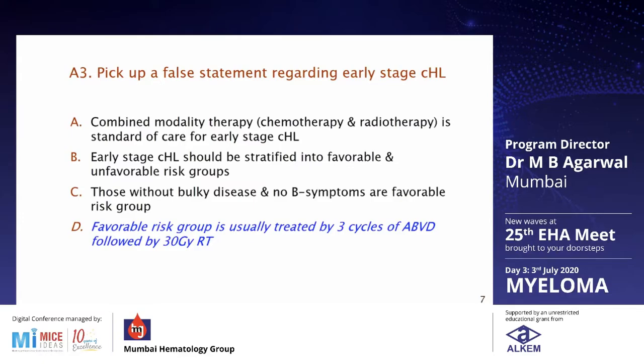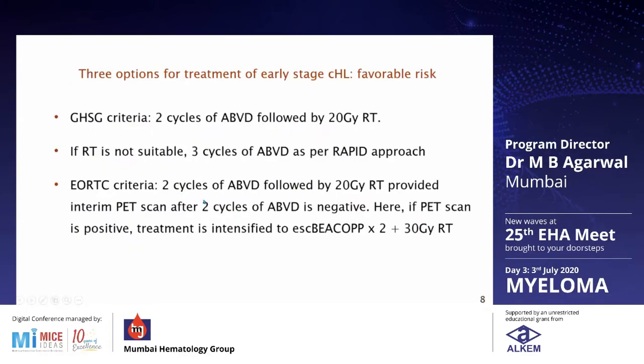Next slide. Kalpesh, we have one more slide here. So there are 3 options for treatment of this favorable risk early classical Hodgkin lymphoma. If you go by the German criteria, simply 2 cycles of ABVD followed by 20 gray radiotherapy. If radiotherapy is not suitable, say for example a girl who has a disease somewhere in the thorax and you do not want to expose the breast, and even for a male you don't want to expose the coronary arteries to the radiotherapy, then 3 cycles of ABVD as per what is called the RAPID approach.